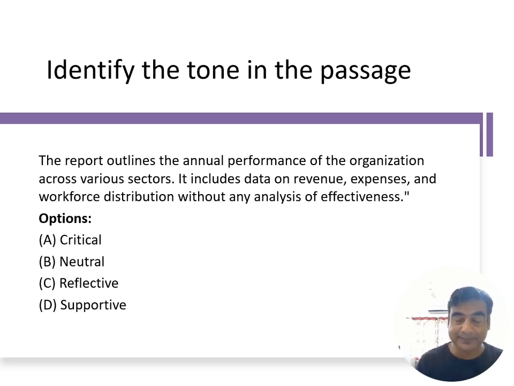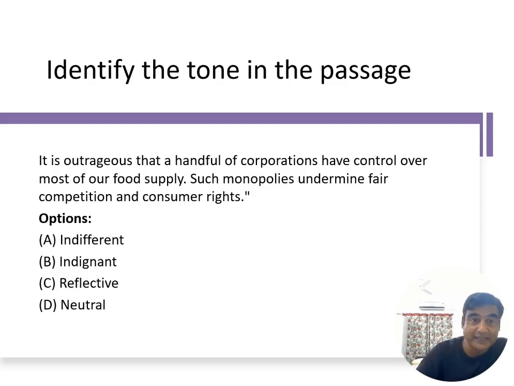Okay. Now, again, we get our keywords. It is outrageous that a handful of corporations have control over most of our food supply. Such monopolies undermine fair competition and consumer rights. So when we look at these words, we are indignant. Indignant means angry. It is outrageous. I'm angry at the situation.